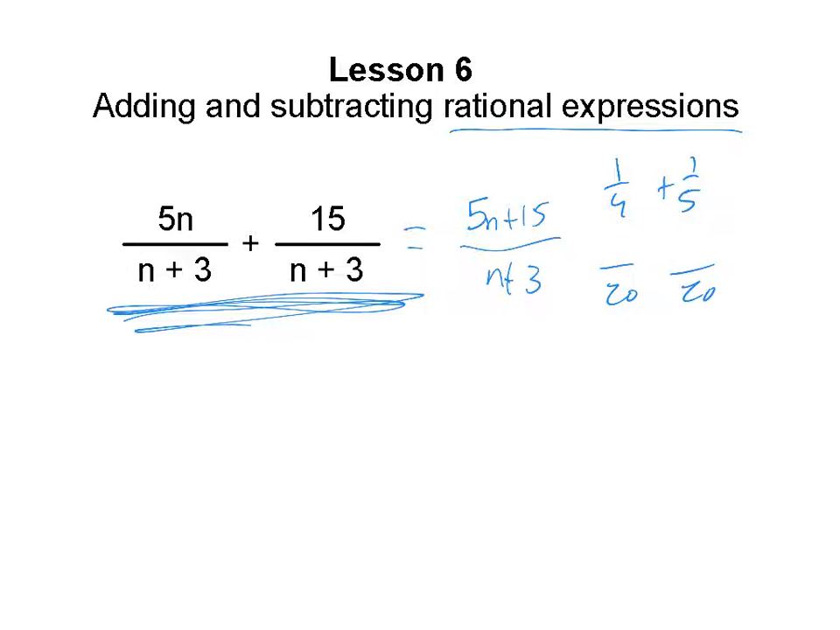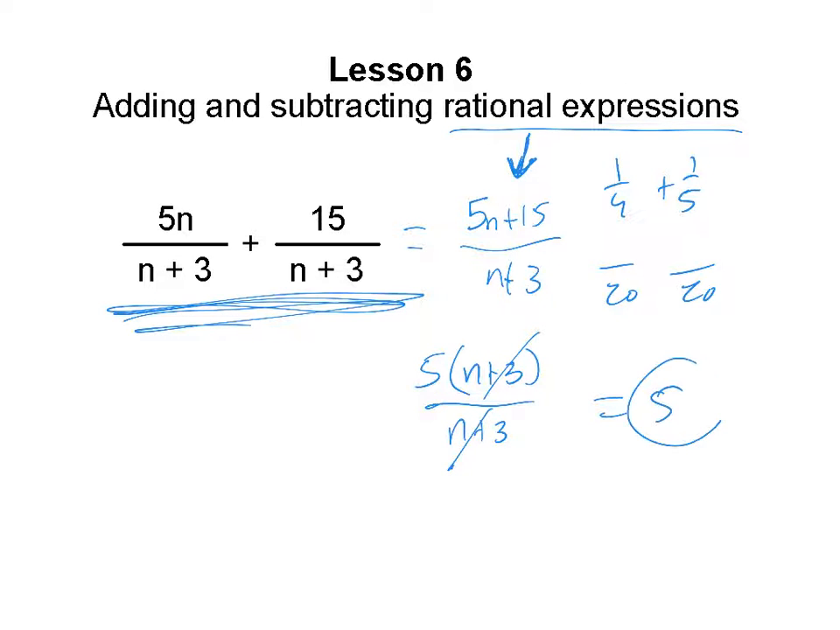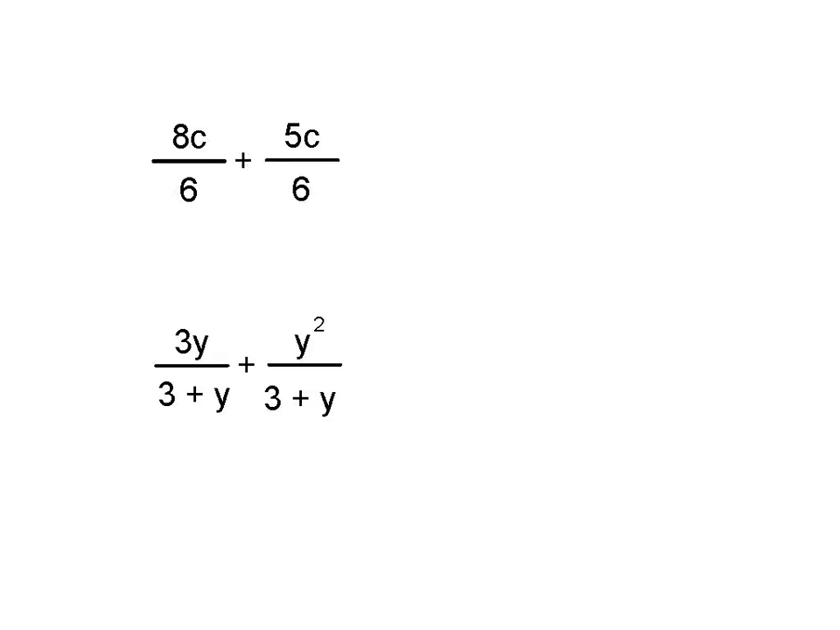And then you're going to notice that some of these can be reduced down a little bit. Here's what I mean by that. Notice on that numerator we can divide out a 5, right? And that would leave us with n plus 3. And then notice we can cancel out a couple things, so our final answer ends up just being 5 on one like this.